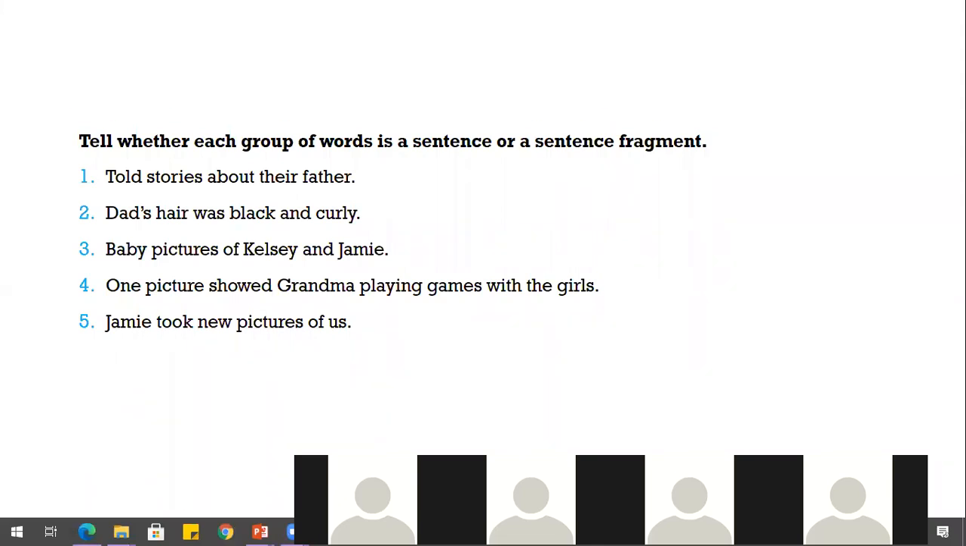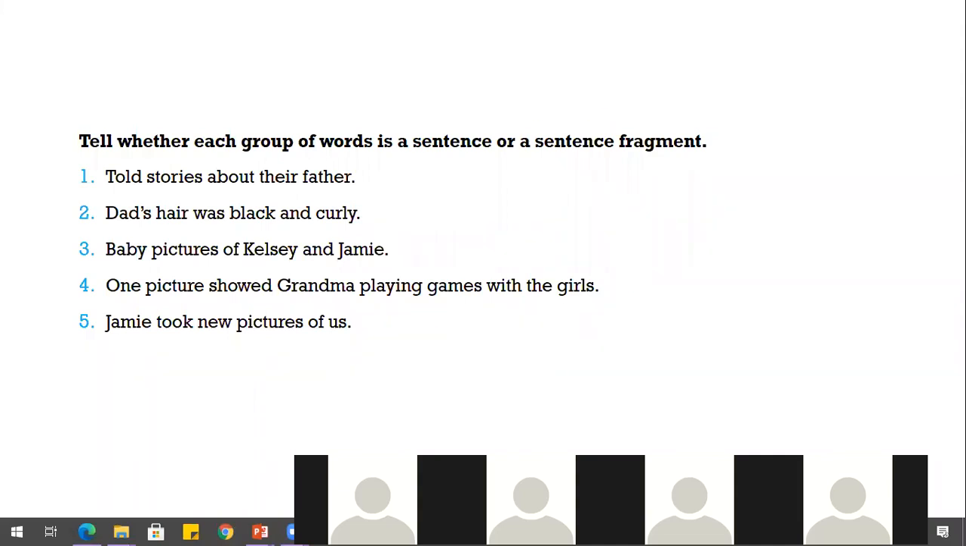Dad's hair was black and curly. All right. Sentence. Sentence, very good. We have our subject and we have our predicate. Very good. Number three, Zain. Baby pictures of Kelsey and Jamie. All right, is this a sentence or a fragment? Sentence. Do we have both a subject and a verb? Where is our verb?